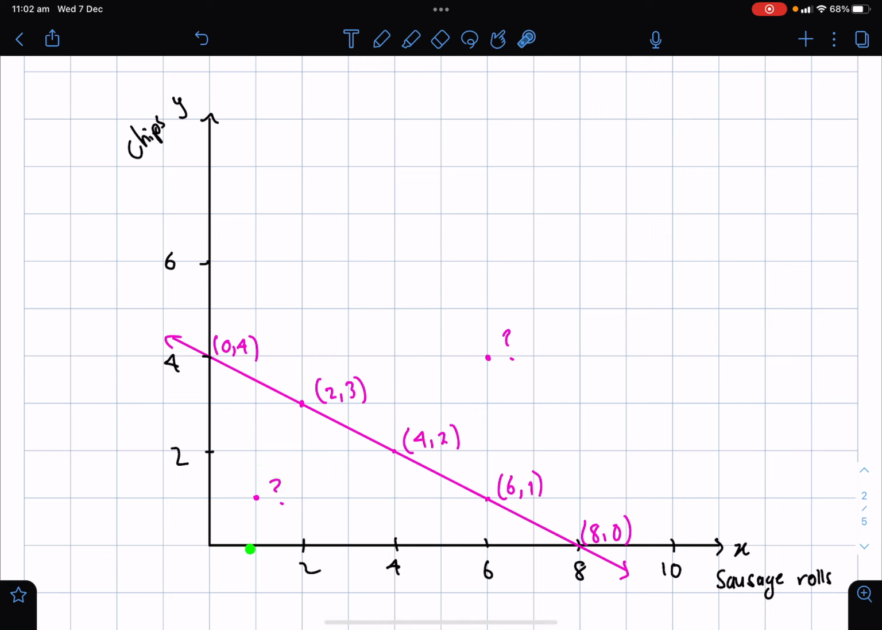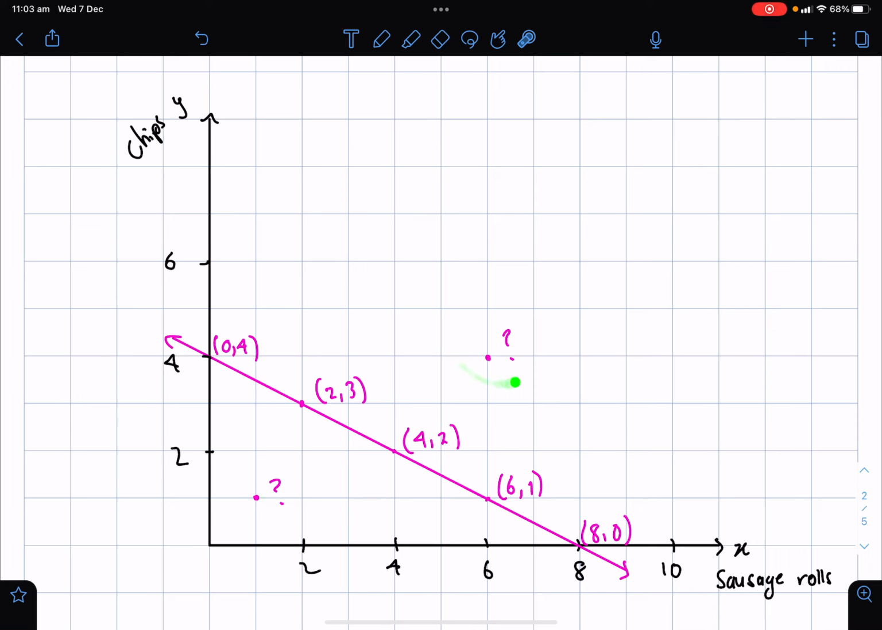But what if I have 1 sausage roll and 1 tray of chips? Now remember, a sausage roll is $3 and a tray of chips is $6. So if this point is 1, 1, this solution only cost me $9. Now we have $24, so this is a reasonable answer. We just have some change left over.